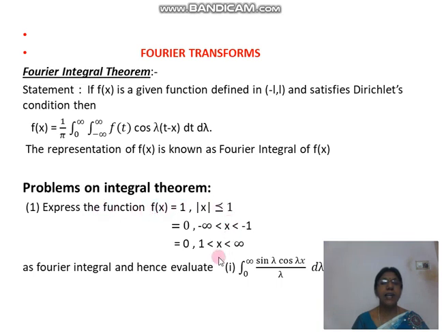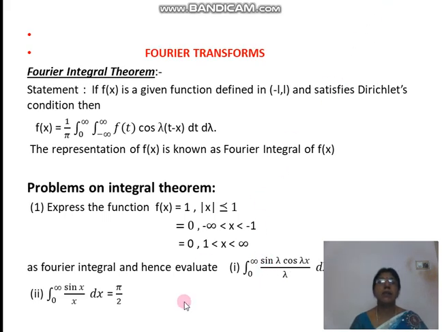Express the function defined like this as a Fourier integral, and hence evaluate the first one: integral 0 to infinity of sin lambda cos lambda x by lambda d lambda. You find out that integral value. And the second one, evaluate integral 0 to infinity of sin x by x dx is equal to pi by 2. So our first task is to express the function as the Fourier integral. From that integral you deduce these two integral values.